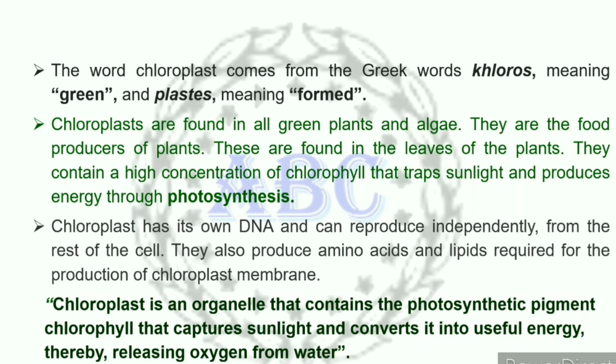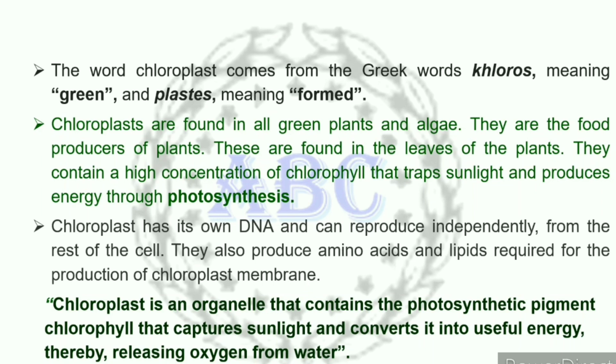The word chloroplast comes from the Greek words khloros, meaning green, and plastes, meaning formed. Chloroplasts are found in all green plants and algae. They are the food producers of plants. These are found in the leaves of plants. They contain a high concentration of chlorophyll that traps sunlight and produces energy through photosynthesis.